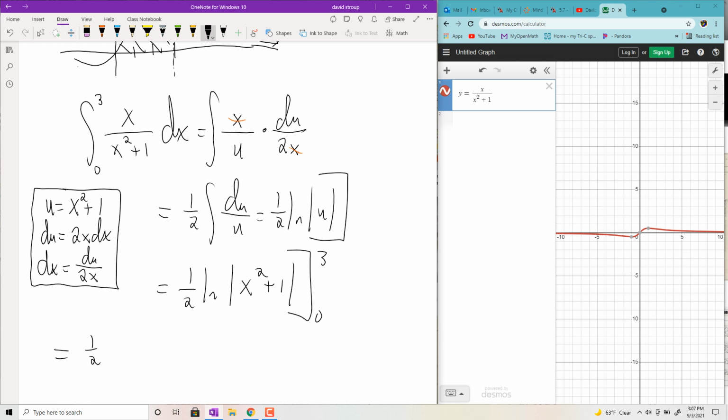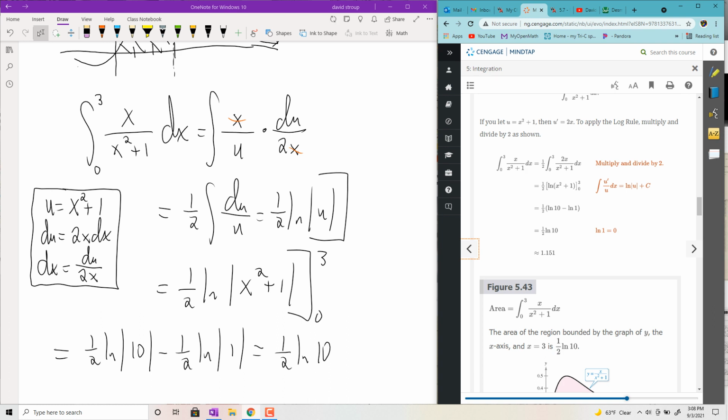Okay, so here we go. 1/2 ln, evaluating the antiderivative first at 3. So 3 squared is 9 plus 1 is 10. And then minus 1/2 ln, 0 squared is 0 plus 1 is 1. And ln of 1 is just 0. So you're just going to end up with 1/2 ln of 10.